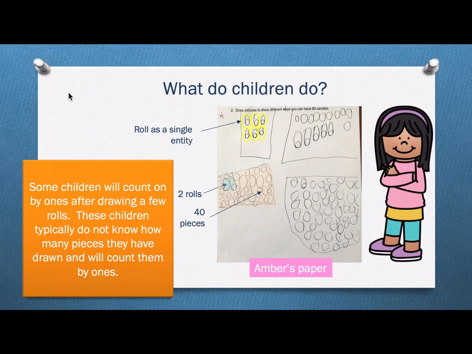Such children typically do not know how many pieces they have drawn. If we were to ask them, they might need to go back to count the pieces by ones, 1, 2, 3, and so on, all the way up to 40 to figure out that they have 40 pieces.